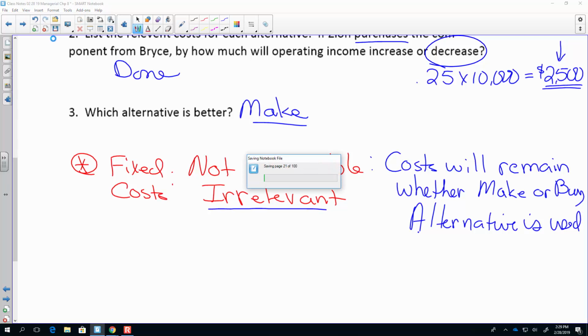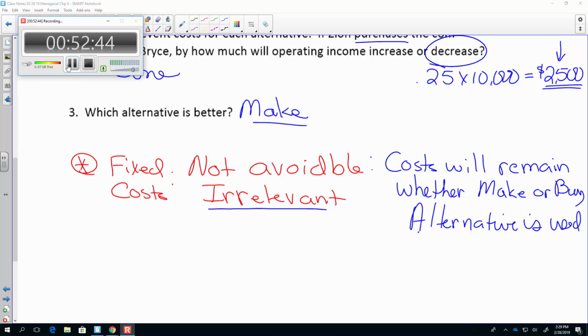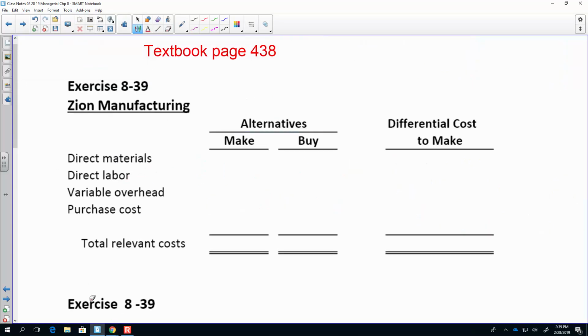Okay. Let's take our first break here, guys. Let's stop and pick up. Here we go.